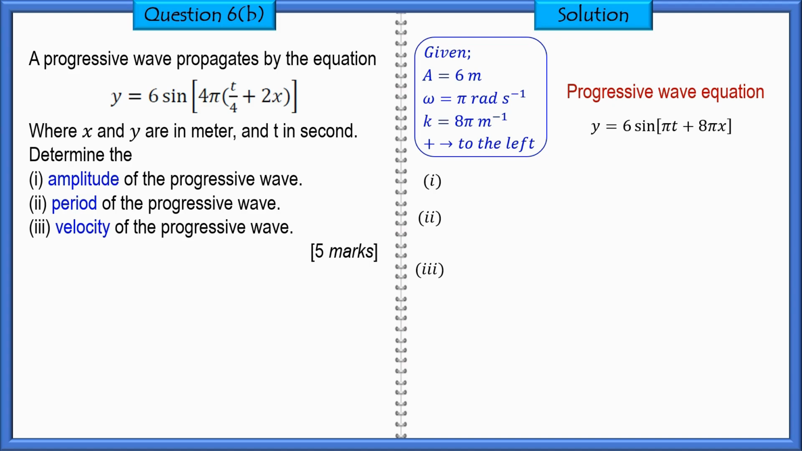Now we can determine the amplitude by referring to our progressive wave equation. Amplitude is equal to 6 meter. And for the period, we know that we have the omega, which is equal to pi.